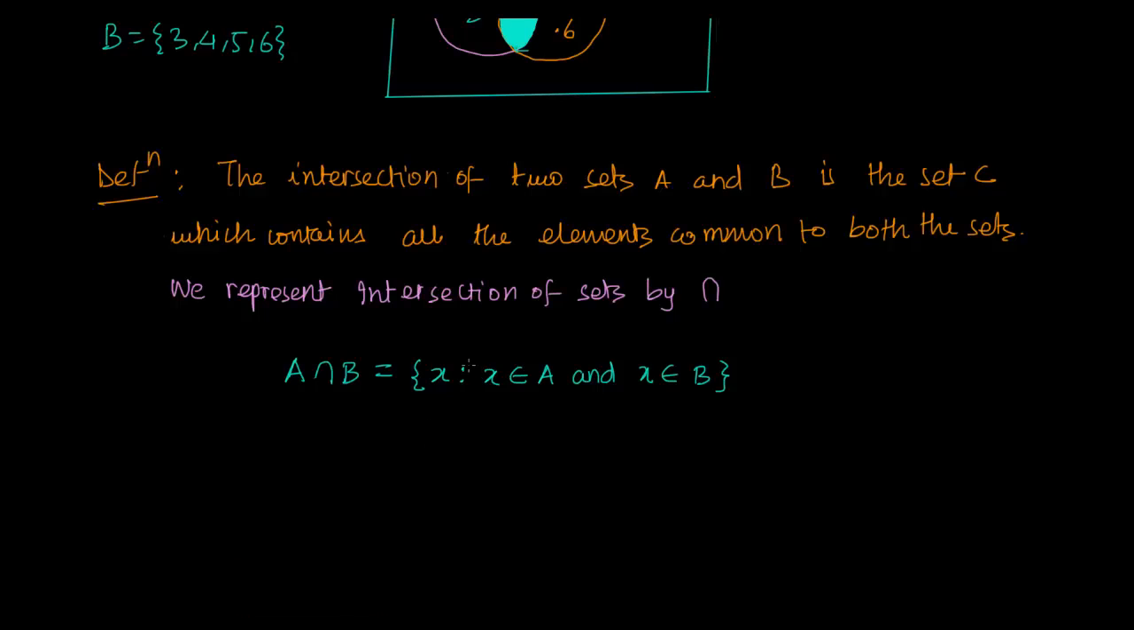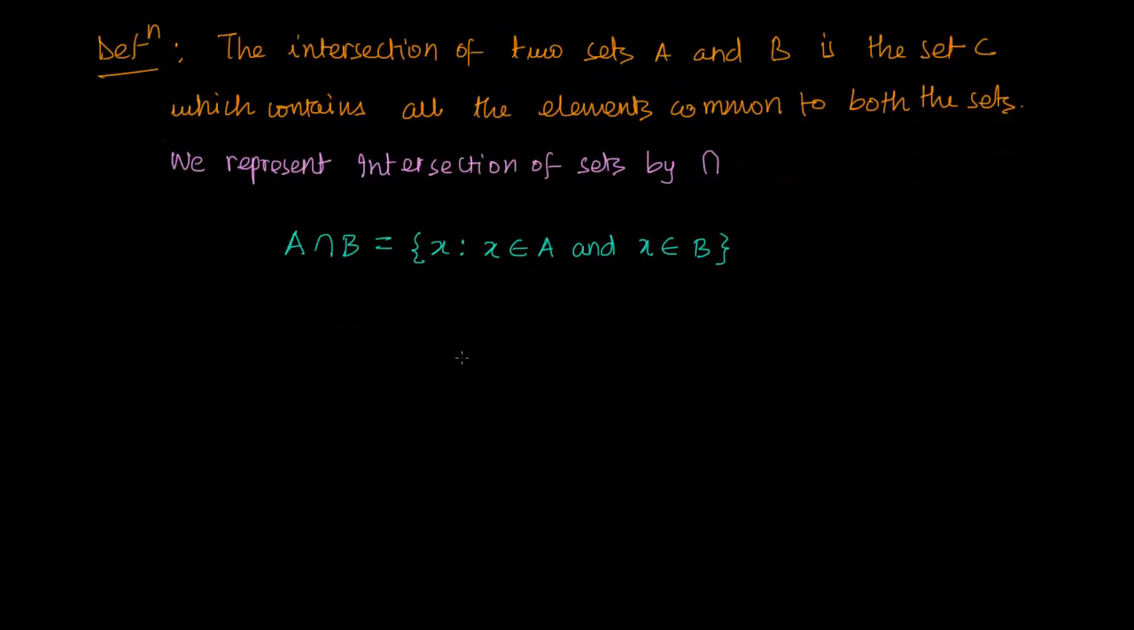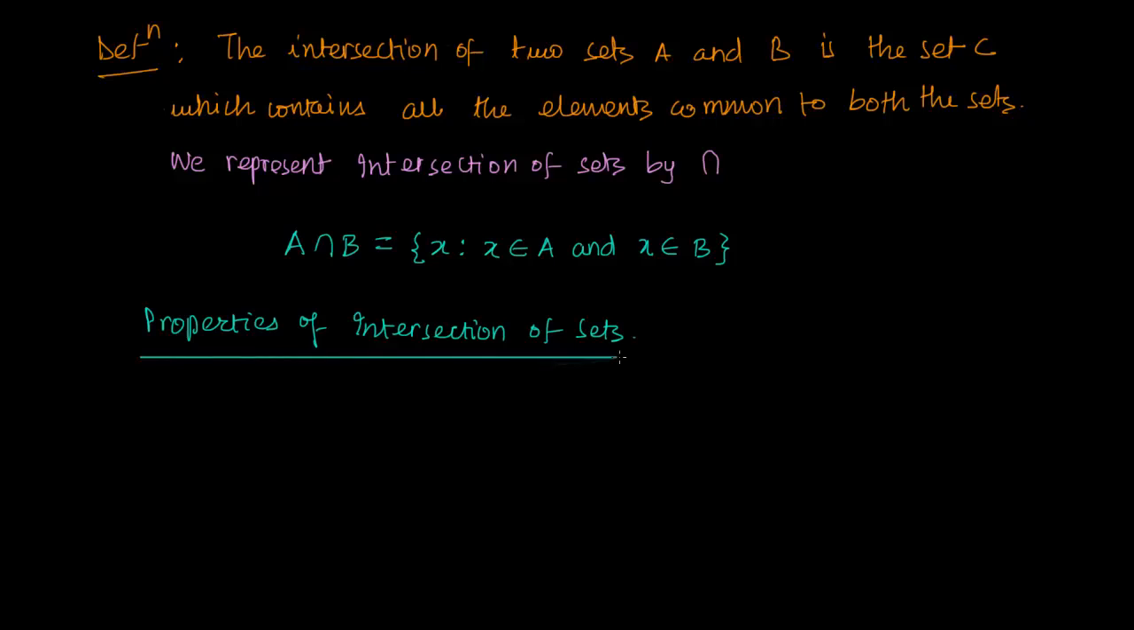Fine. Once we are done with this, we can go to the properties of the intersection of sets. Fine? So let us try to understand that. Properties of intersection of sets.